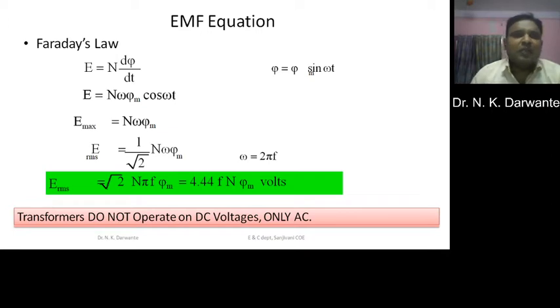Then E max, if we simplify this, becomes n omega phi m, because the maximum value of cos omega t is 1. If we take its RMS value, what will we get? We have to multiply it by 1 by root 2, so we get 1 by root 2 n omega phi m. If we put the value of omega, that is 2 pi f, then finally we will get the value 4.44 f n phi m, where f is the frequency of the incoming signal, and in India the value of f will always be 50 hertz.